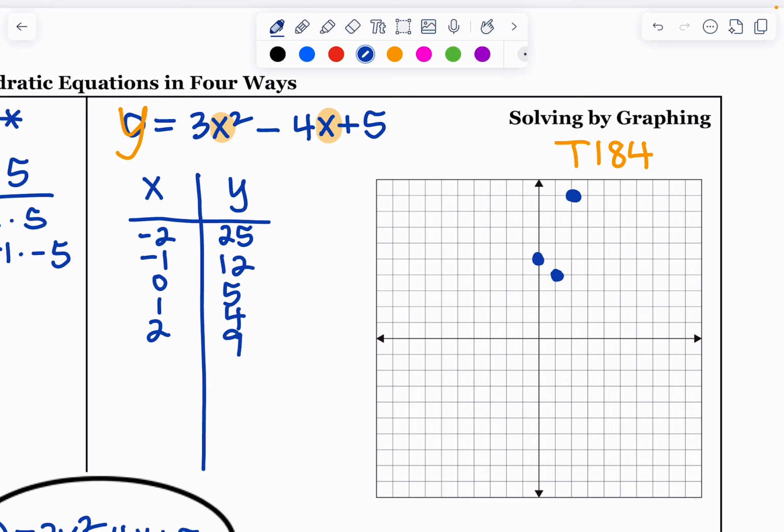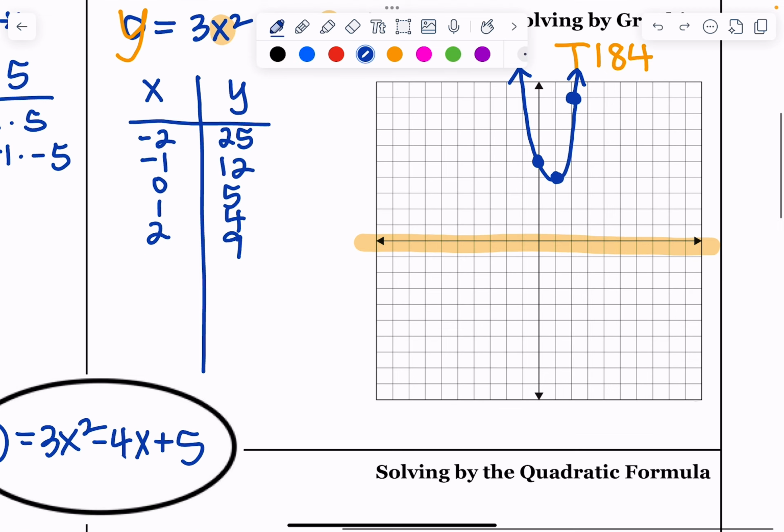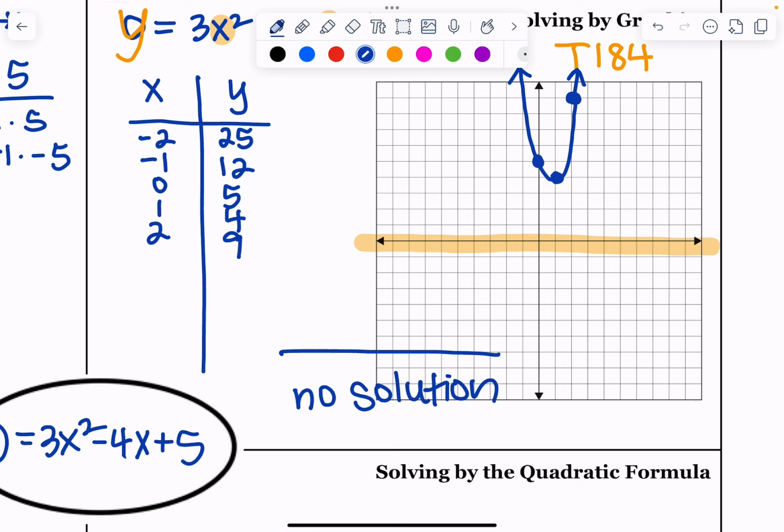So it's hard to tell what's really going on here, but we can kind of see that somewhere between 0, 5 and 2, 9, there is a curve. So it doesn't really matter, but we know it looks something like this. And if it looks something like this, and we're trying to find where the y is 0 because we plugged in y equals instead of 0 equals, we know that this graph is never going to cross the x-axis, so this one has no solution. I should say no real solution.